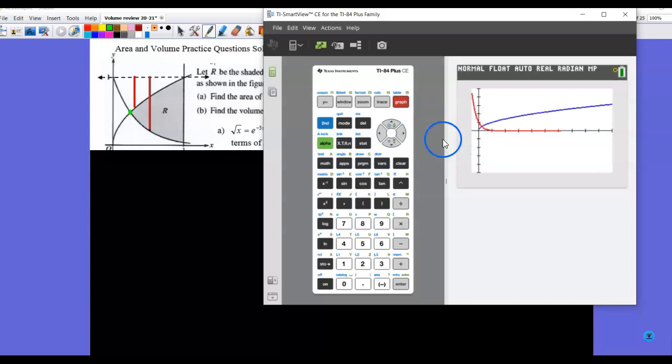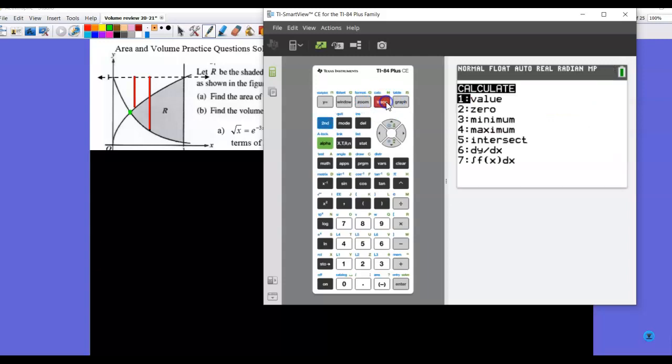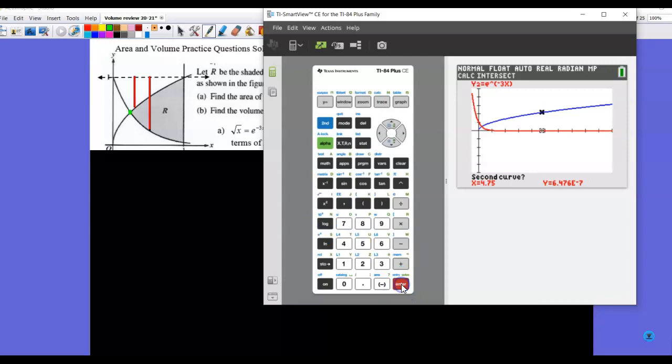All right, so we can see the point of intersection. We don't see the line x equal to 1. We don't have to put that in there. But remember, we do need this point of intersection right here, so the way we're going to do that is a second trace or a second calc, however you think about it. Number 5 is intersection, so enter, enter, enter.